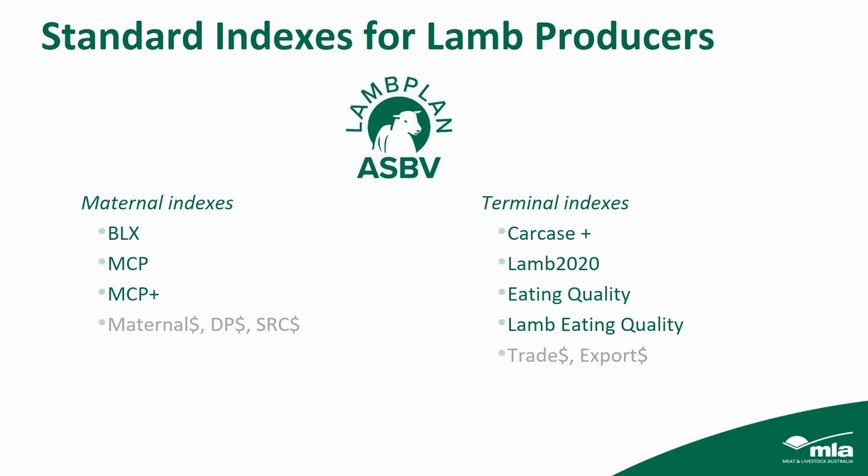Sheep Genetics have a number of standard indexes that we produce for our maternal and terminal sheep breeders. In our maternal analyses, we have our three main indexes that are based around self-replacing composite animals. Our BLX index is targeted at Border Leicester breeders. Our MCP index is targeted at shedding maternal breeds like Dorpers. And our MCP Plus is for Coopworth composite type animals.